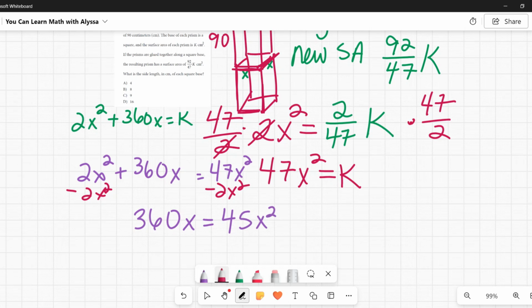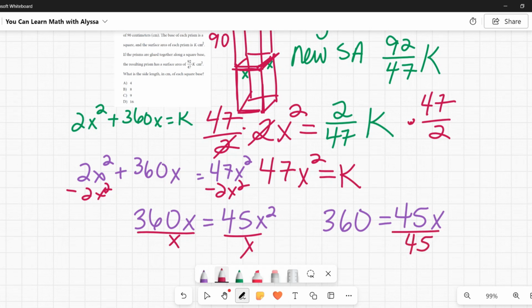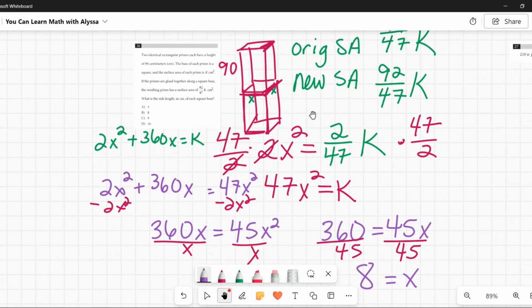I can divide both sides by x to get rid of one of those x's. And then I will just have 360 equals 45x. And to solve for x, x is being multiplied by 45, so I want to divide by 45. And I get that x is equal to 8. All that. X is 8.